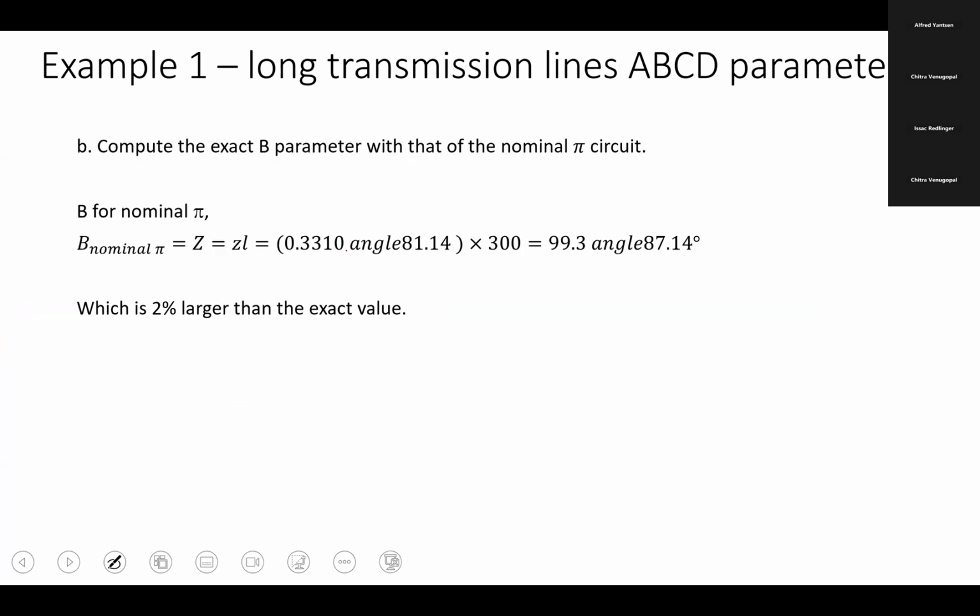You can calculate the B parameter for the nominal pi circuit, and you can see it gives you a slightly larger value than the exact value. The angle is very, very important.